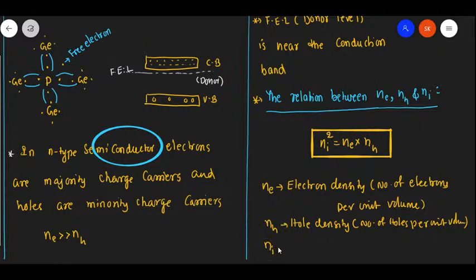And Ni is the intrinsic charge carrier density. If holes and electrons are equal in number, in an intrinsic semiconductor, Ne equals Nh equals Ni, so Ni square equals Ni square. Intrinsic means without impurities. If the impurities are not there, however many free electrons are there, that many holes are there. This is the relation between Ne, Nh and Ni.